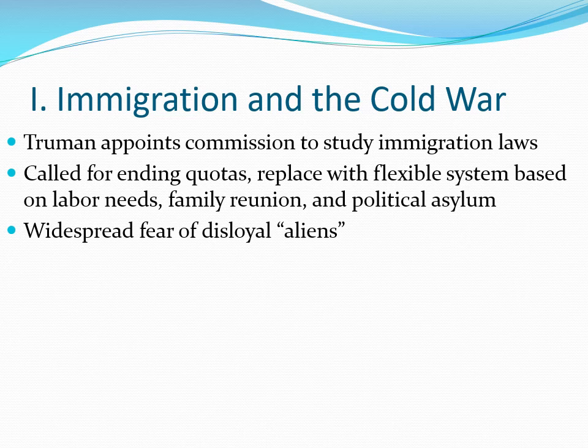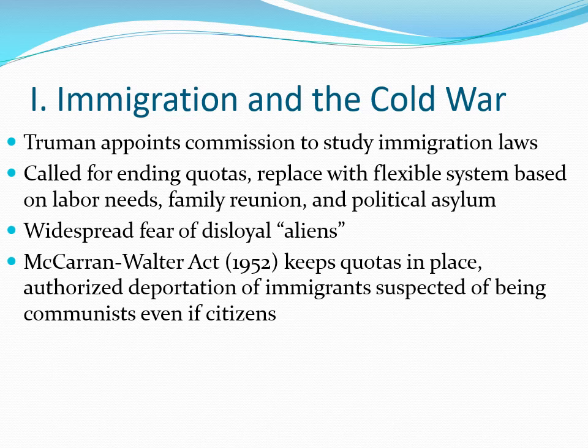And it would be that element of the Cold War that ultimately would prevail, because Truman does not get an opportunity to sign into law immigration reform in his vision. Instead, in 1952, Congress passed the McCarran-Walter Act, which kept the quota system in place, basically reaffirmed the Johnson-Reed Act of 1924, which was designed to cut off immigration from most of the world.